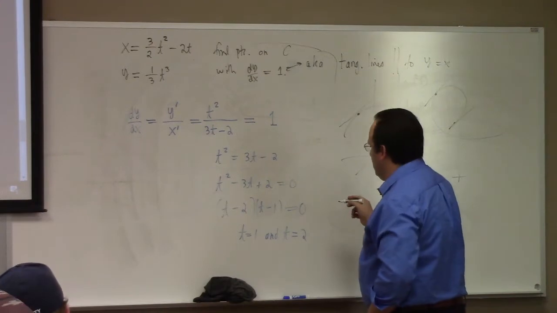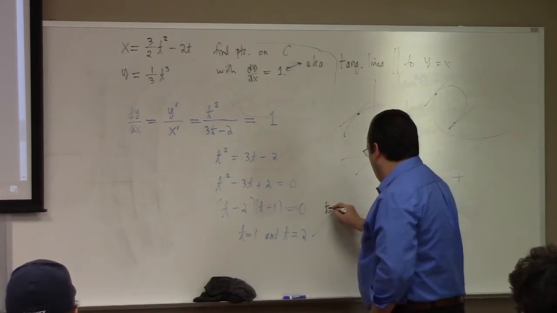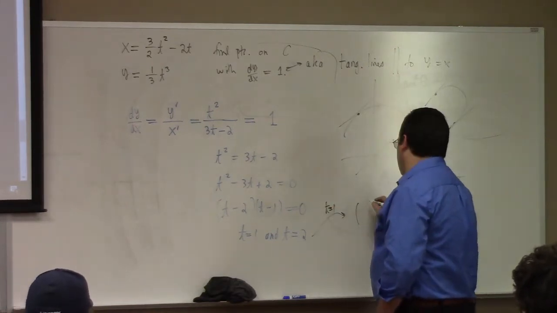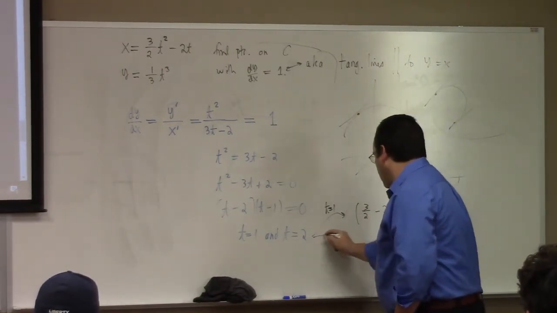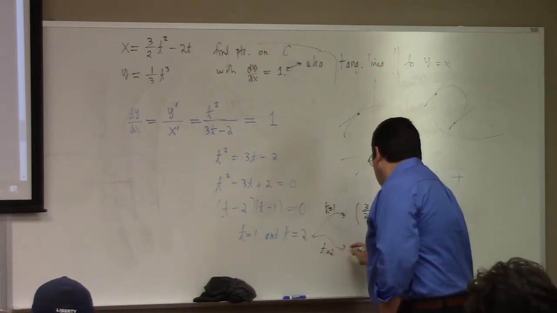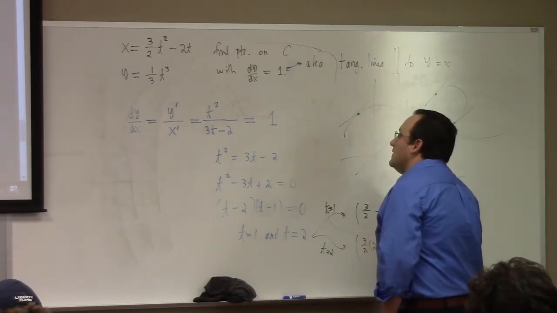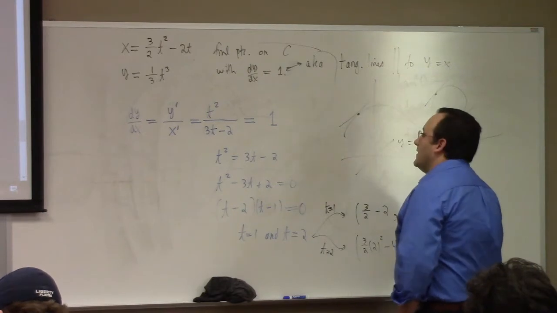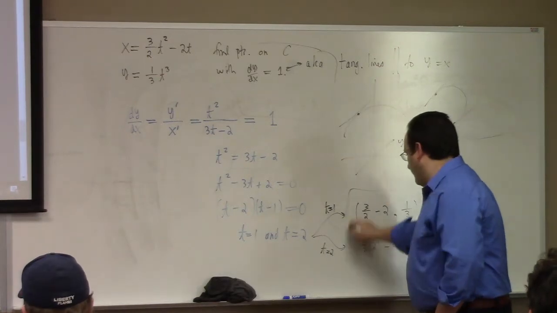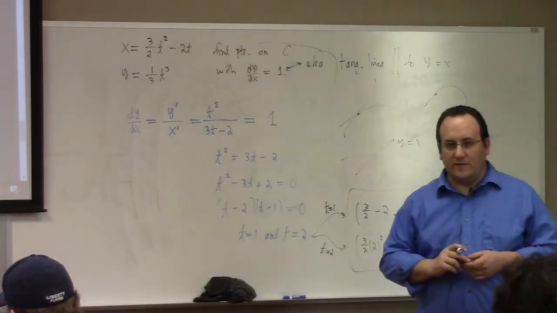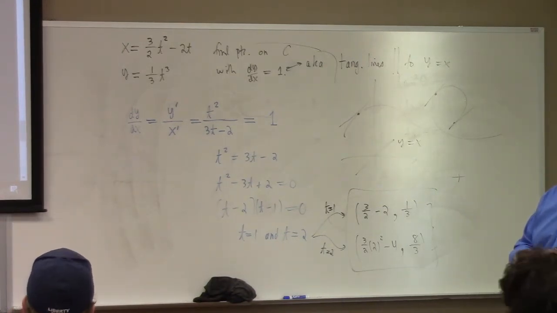Anyway, so then I just have to plug back in the time. Time 1 gives me what? 3/2 minus 2, comma 1/3, and time 2 gives me 3/2 of 2 squared minus 4, comma 8/3. And you could clean those up, but there you go. These are the 2 points. Those are the points on the curve which have tangent lines parallel to y equals x.